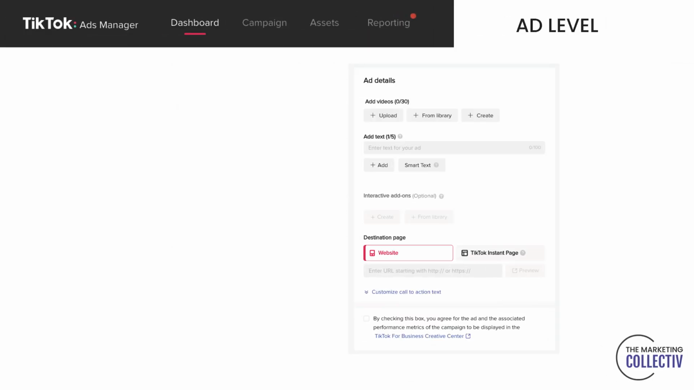So we built our campaign at the campaign level. We set up the targeting and the budget at the ad group level. And now we're at the ad level, which is the lowest level. Of course, you can still, again, build several ads within one ad group.